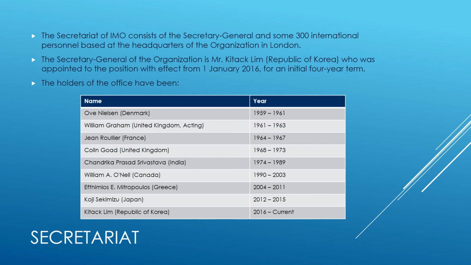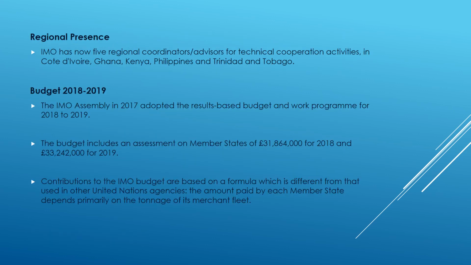The Secretariat of IMO consists of the Secretary-General and some 300 international personnel based at the headquarters of the organization in London. Regional presence is important to the IMO. Therefore, there are now 5 regional coordinators or advisors for technical cooperation activities in Côte d'Ivoire, Ghana, Kenya, Philippines, and Trinidad and Tobago. The budget for every following year is adopted in the previous year.